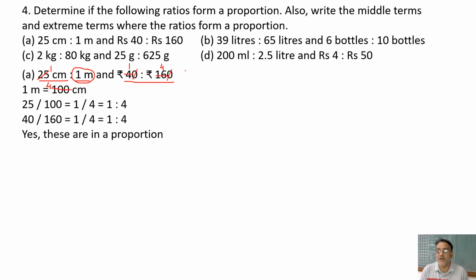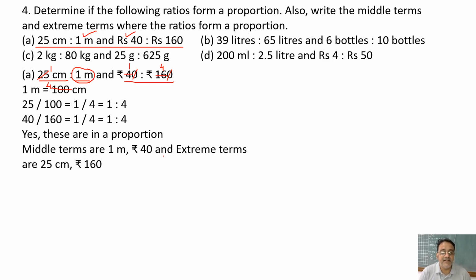अब क्वेश्चन में क्या लिखा हुआ है? अगर proportion है तो मिडिल टर्म और एक्सट्रीम टर्म बताओ. चलो मिडिल टर्म बताओ. नहीं, यहाँ पे नहीं, सिंप्लीफाइड नहीं, इसमें बताना है. मिडिल टर्म्स आर 1 meter and rupees 40. Extreme terms 25 centimeter and rupees 160. So middle terms are 1 meter and rupees 40, and extreme terms are 25 centimeter and rupees 160.